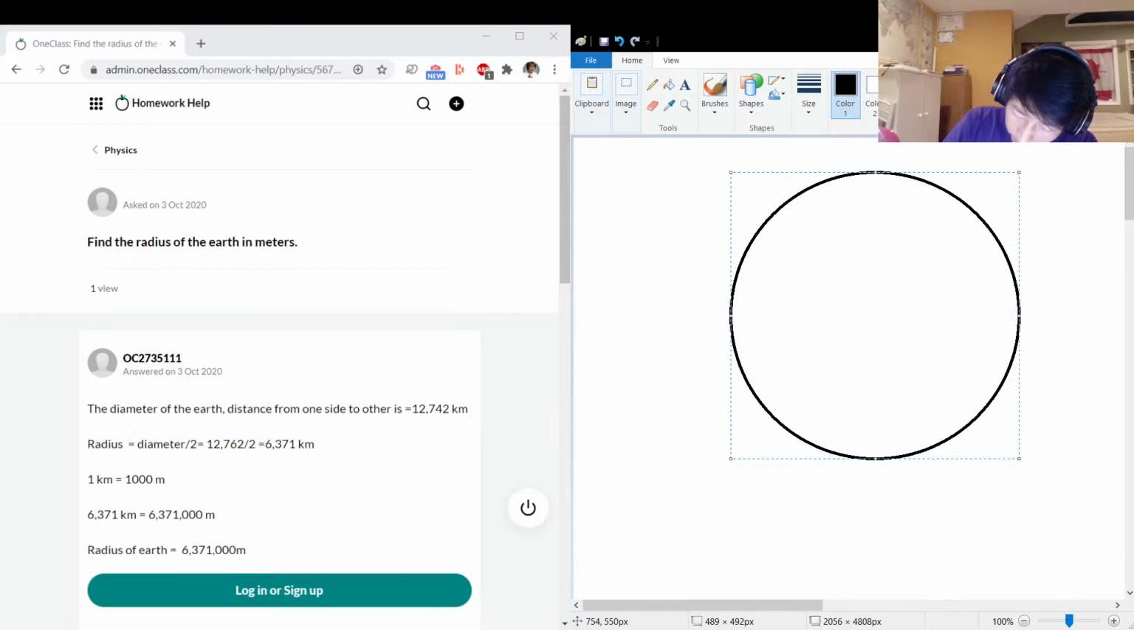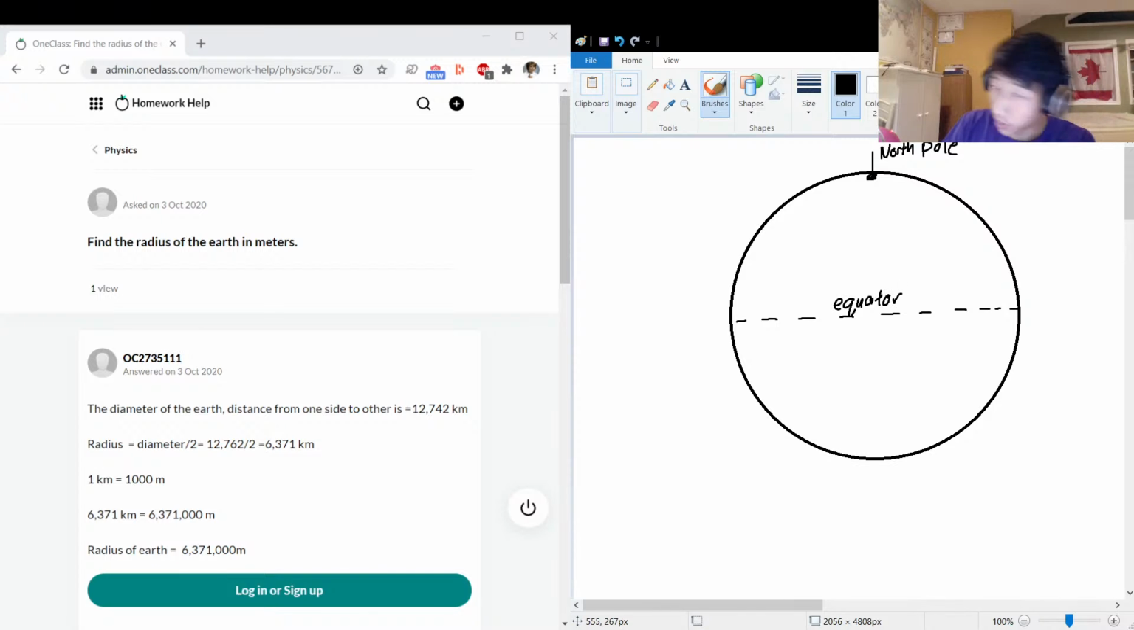And yeah, so up here we have the North Pole. That's where Santa lives. And around here we have the equator. That's where Ecuador and Equatorial Guinea are, just some countries that have equator related in their name.